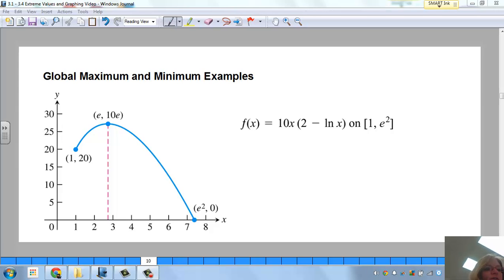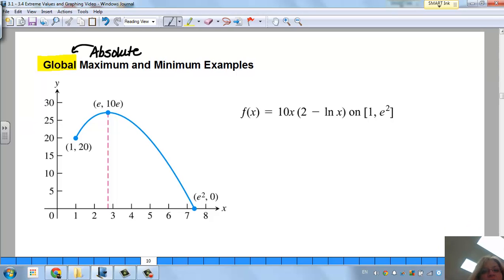This video is talking about global max and minimum examples. And the difference here between what we've been doing is we've been doing local max and min problems. This is global. Before we get started, another way is you hear the word absolute interchangeably with global. They both mean the same thing. This is the absolute max and min of a problem.